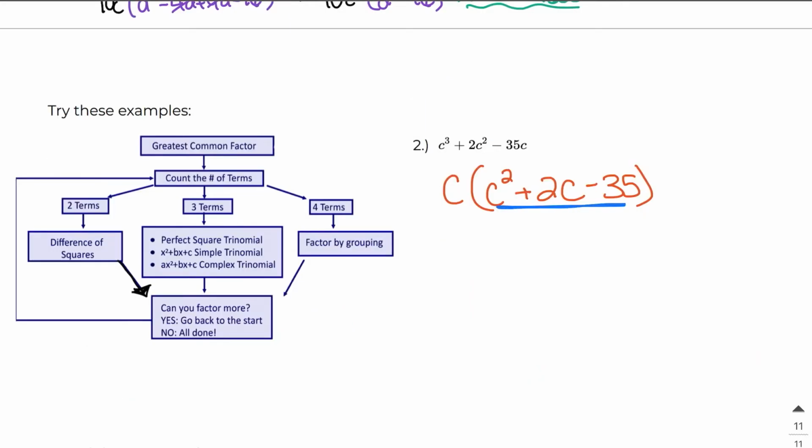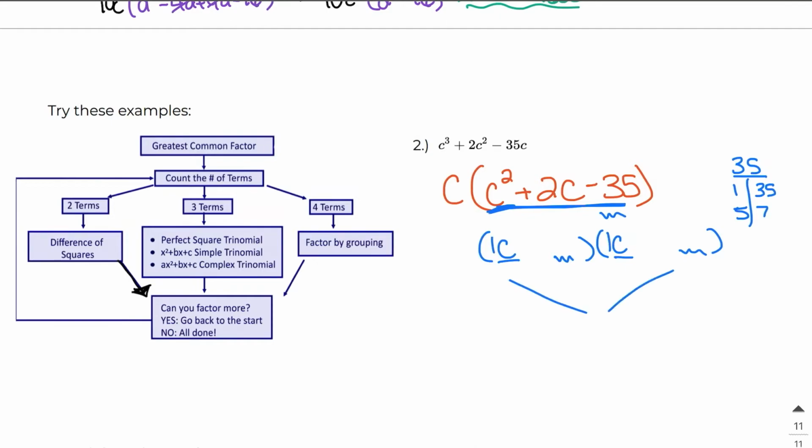So here I'm going to try to factor what I have inside of here using trial and error. So I know that my first will multiply together to give me c squared, so it would have to be c times c. I know my last would multiply together to give me 35. So let's make a list of factors of 35. 1 and 35, 5 and 7. Because this is 1c, when I do my outer and my inner, the coefficient here is going to stay exactly the same as the numbers that I have here, which makes it easier for me to choose my numbers.